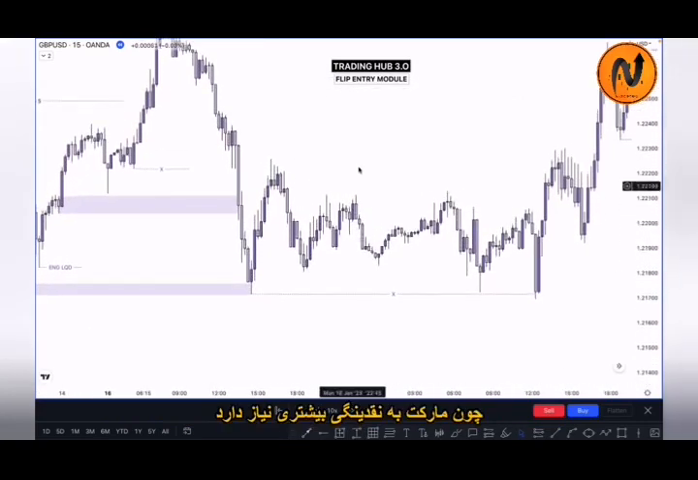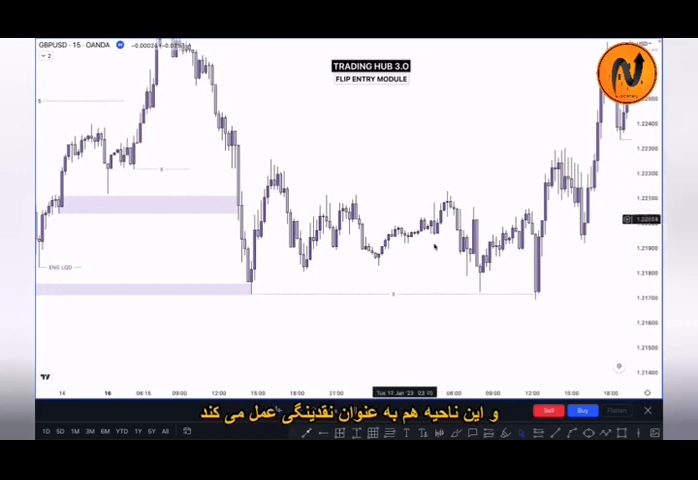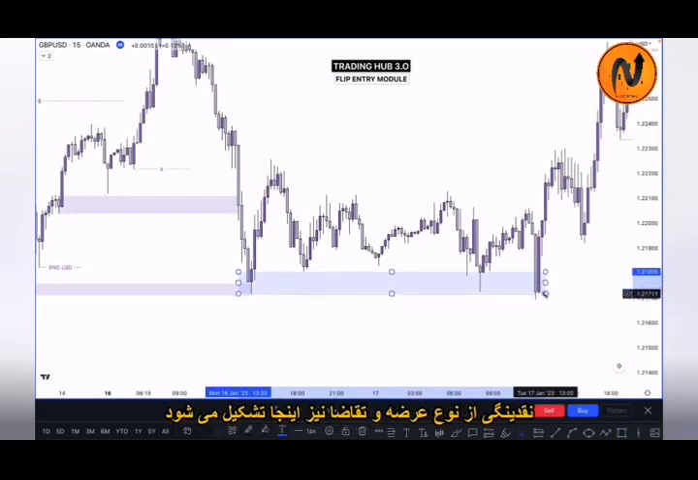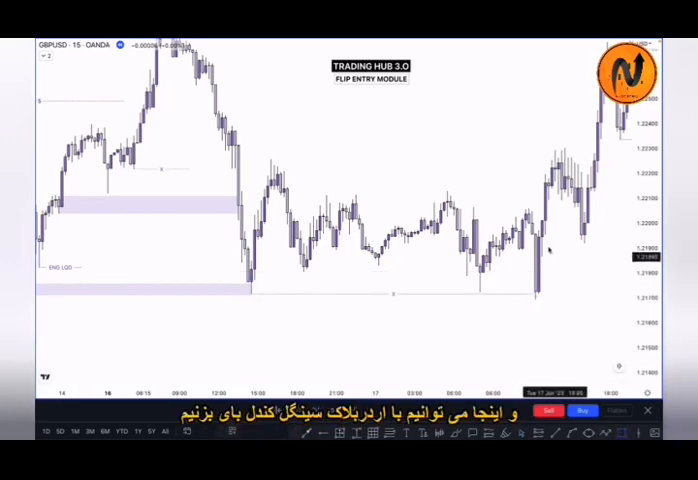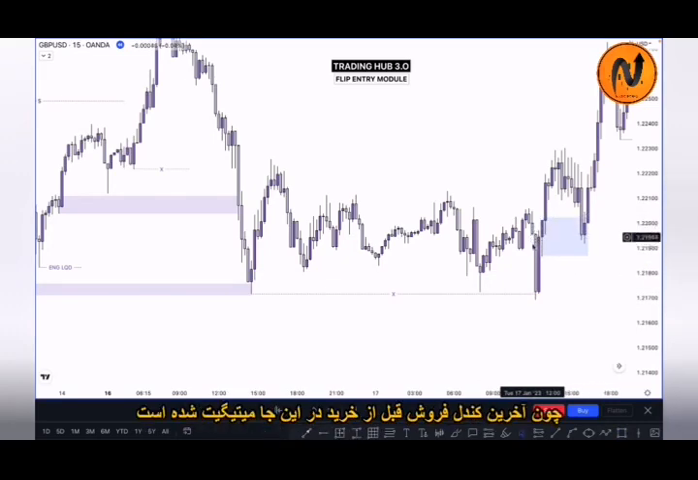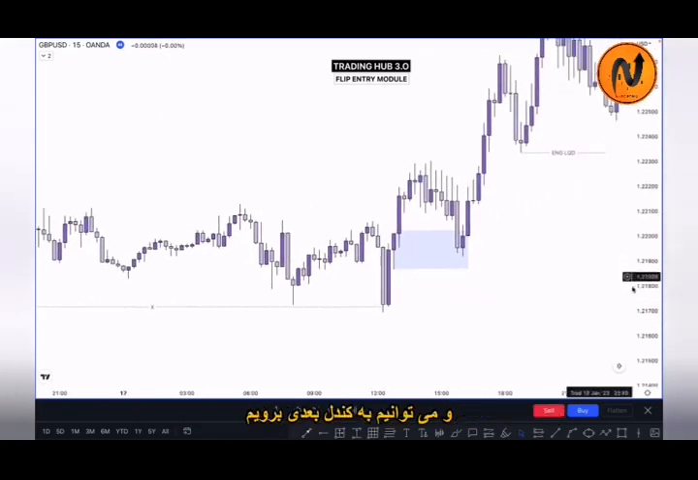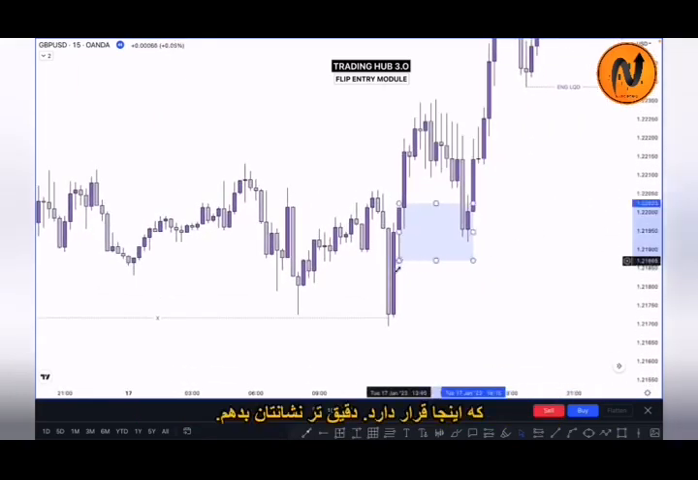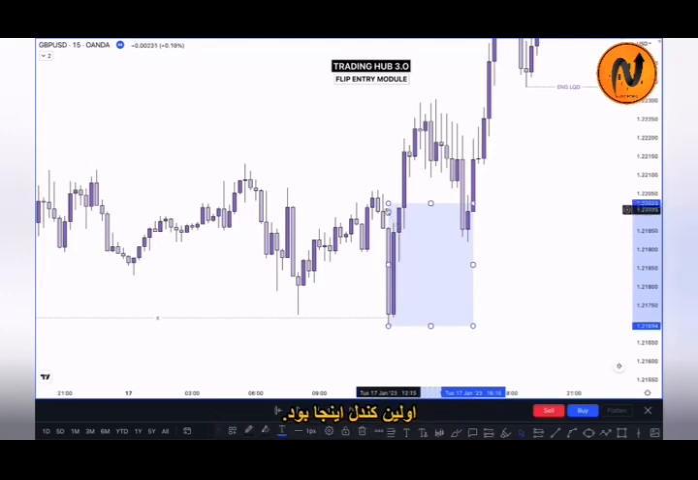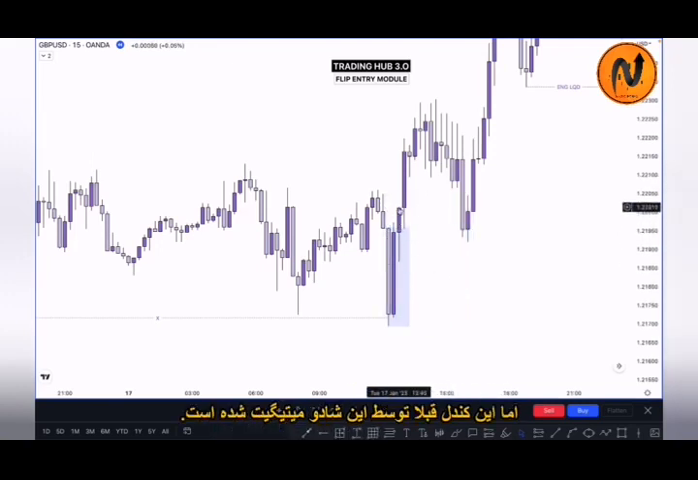Why? Because market needs more liquidity, and this one also creates SNR liquidity at this time. You can say supply and demand type of liquidity is also created here. Market took out the liquidity and definitely we can buy here as per the single candle order block, because of the last selling candle before this buy, this one, because this one is also mitigated here. We can switch to the next candle, which is here. Let me show you exactly. The first candle was here, the last selling candle before the buy, but this candle is already mitigated by this shadow, right?